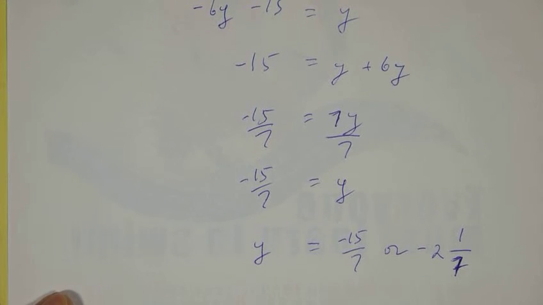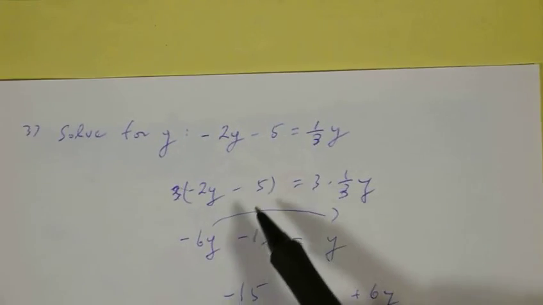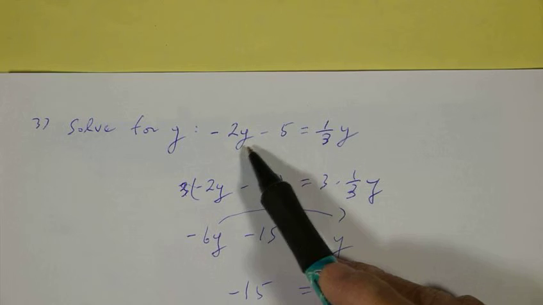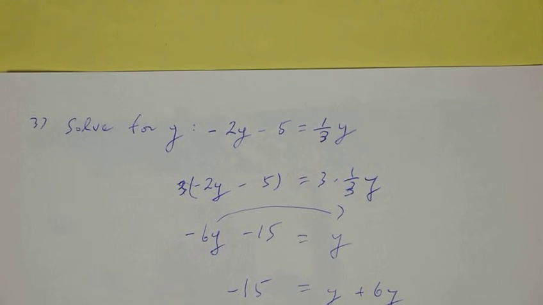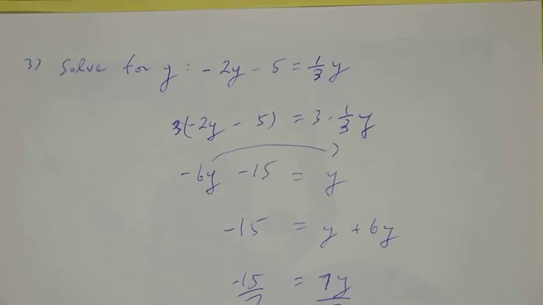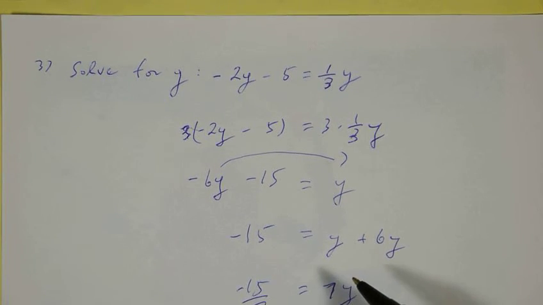So how do you check whether your answer is correct? You may plug in minus 15 over 7 into the given equation, into this y here and into this y here, and check both sides. So I leave it as an exercise for you to check, right? It should be correct. Alright, so I hope these 3 examples help you out. Remember to clear the fraction. So these are more complicated examples than before. If you need more simple examples, go to my previous video.